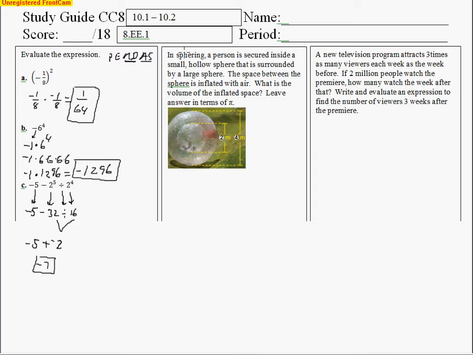Over here it says, in sphering, a person is secured inside a small hollow sphere that is surrounded by a larger sphere. The space between the spheres is inflated with air. And we're supposed to find the volume of the inflated space. And so we're going to leave the answer in terms of pi. So we need to remember that a sphere's volume is 4/3 pi r cubed. And so we need the radius.